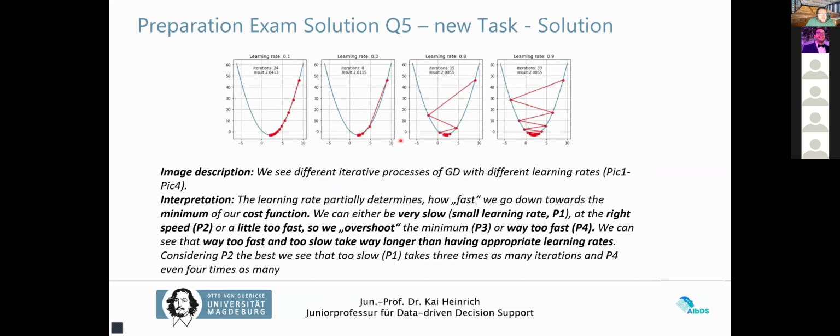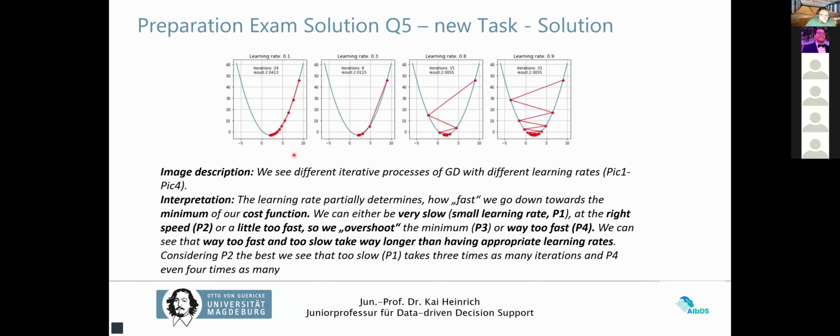On purpose, I didn't write down any Y or X axis labels here. So, image description: we see different iterative processes of gradient descent with different learning rates. Interpretation, and this is important: the learning rate partially determines how fast we go down towards the minimum of our cost function. I need the words cost function, that we see the cost function somehow.